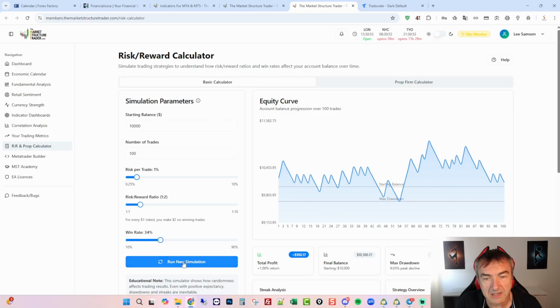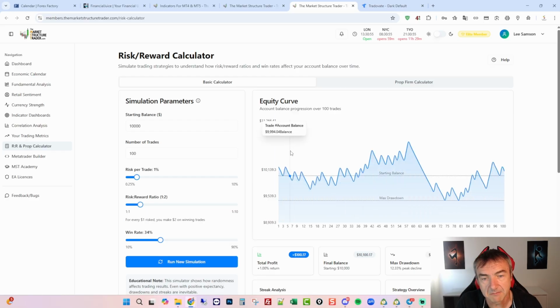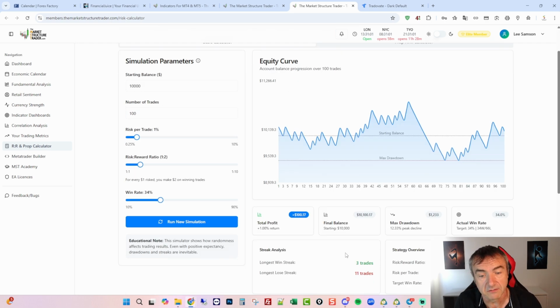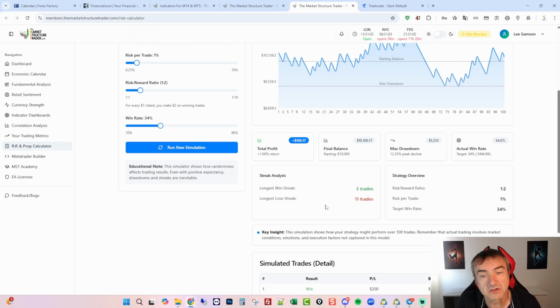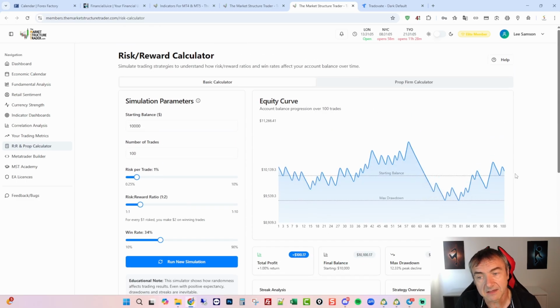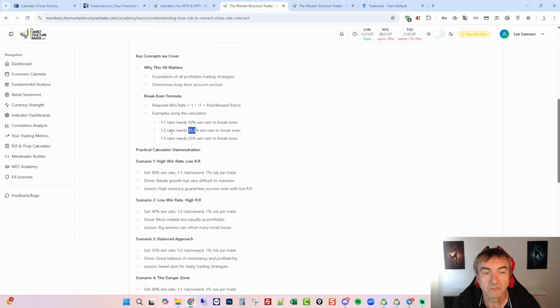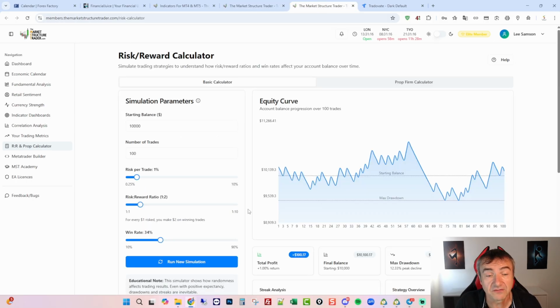I'm trying to find one where we get a lovely run up, so it looks like we're making money. There we go. We had a bit of a dodgy start there. We moved up and made a nice bit of money, but then we had a big losing run. We had 11 trades in a row lose, which brought us back again to break even. So running that 1-to-2 risk reward ratio and the 33% is always going to bring us back to the same point again.